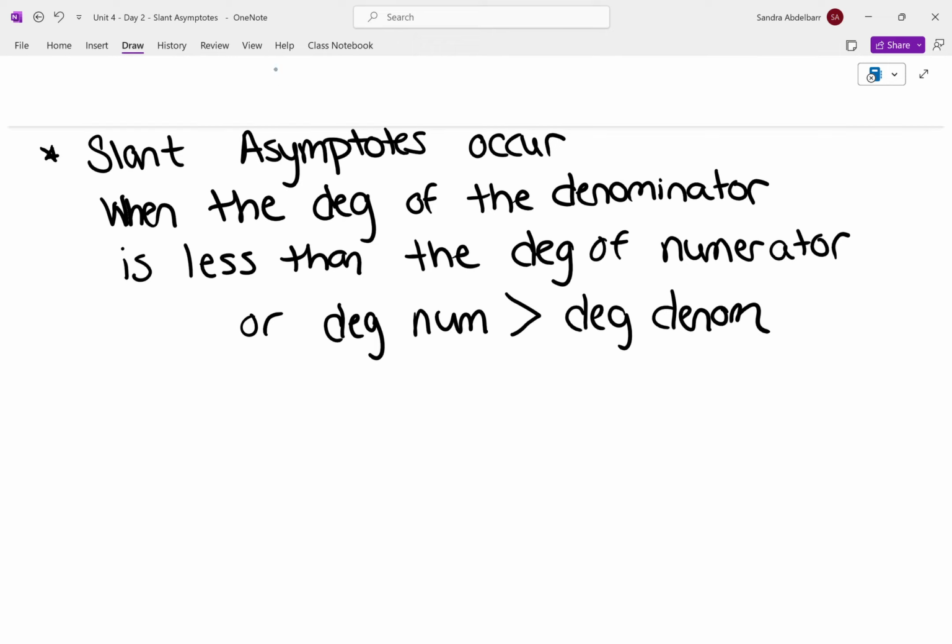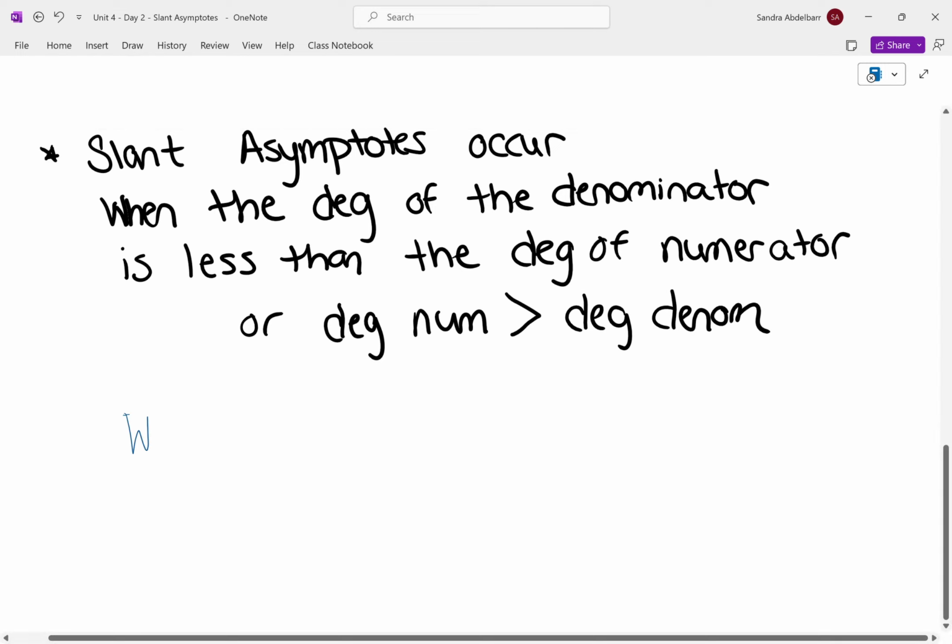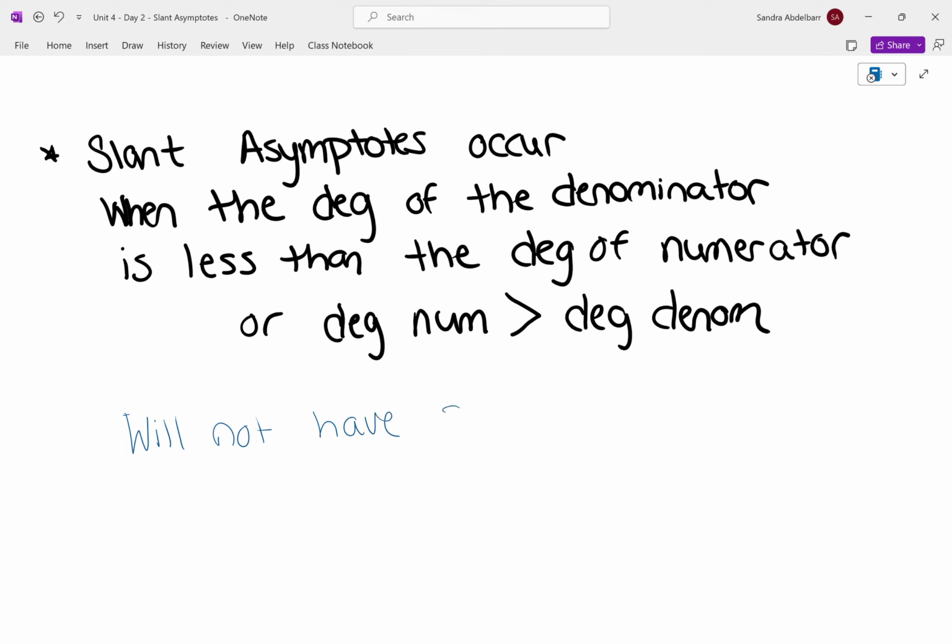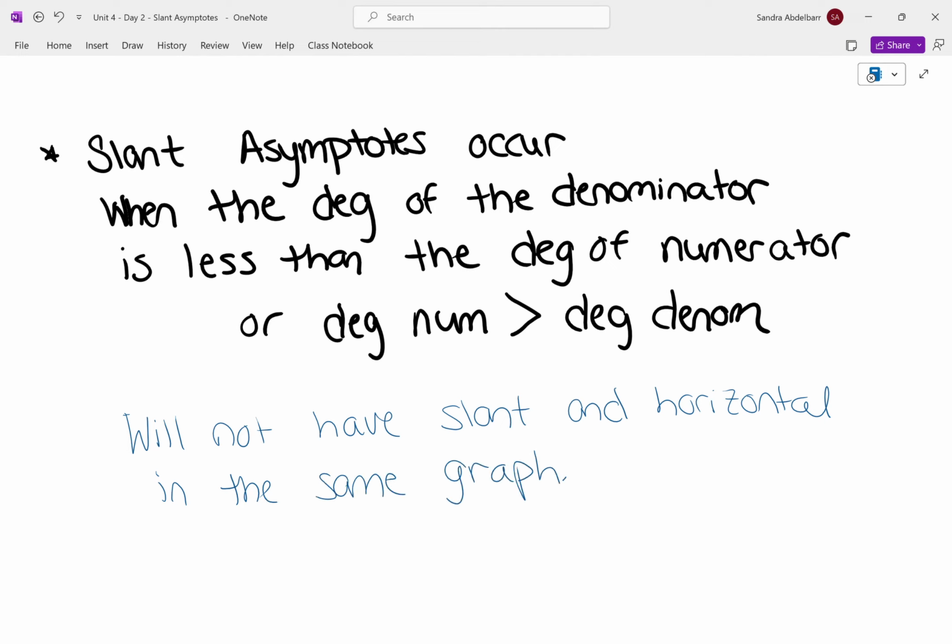Okay, we will not have a slant asymptote and horizontal asymptote in the same graph. So that means if you have a horizontal, you will not have a slant. If you do not have a slant, you will not have a horizontal. Sorry, if you do have a slant, you will not have a horizontal.